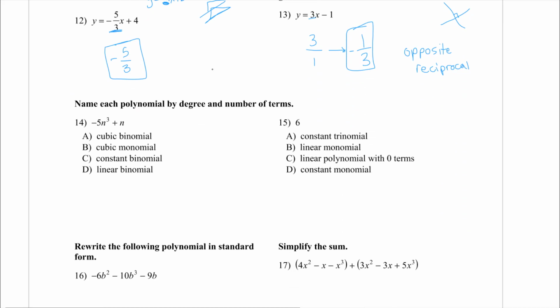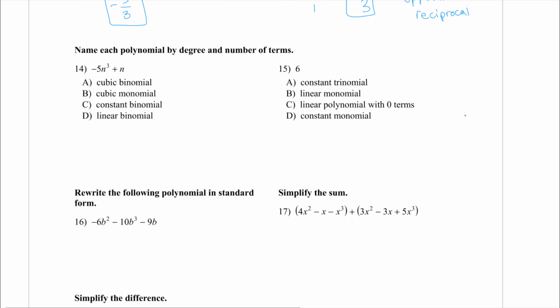Alright, now we start talking about polynomials, and we pretty much talk about polynomials until the end of the review. Like, we start talking about specific polynomials called quadratic polynomials at some point, but they're all polynomials from here on out, technically speaking. We are going to name each of these polynomials by degree and by number of terms. Now, the number of terms is the monomial, binomial, trinomial, polynomial.